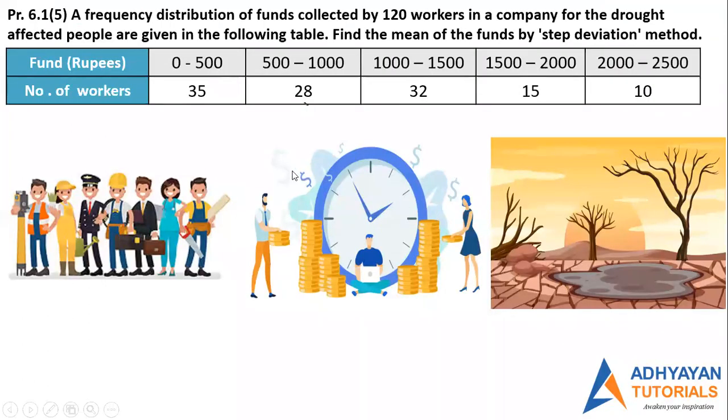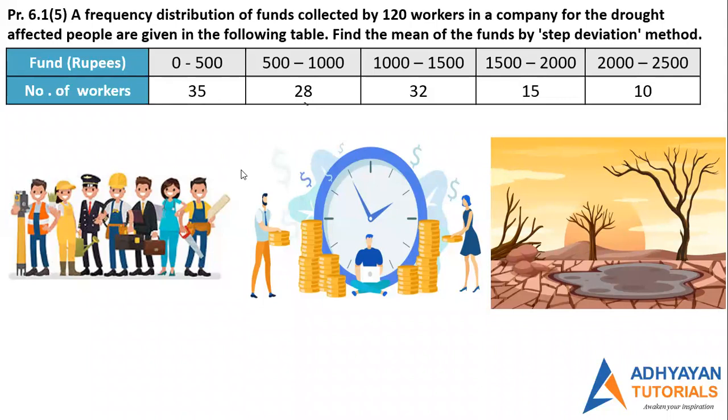Now, students, everybody is ready with your notebook and pen. I'm reading the question for you because we are going to do this sum together. Is everybody ready? Type yes if ready. Great. A frequency distribution of funds collected by 120 workers in a company for drought affected people is given in the table. Find the mean of funds by step deviation method.